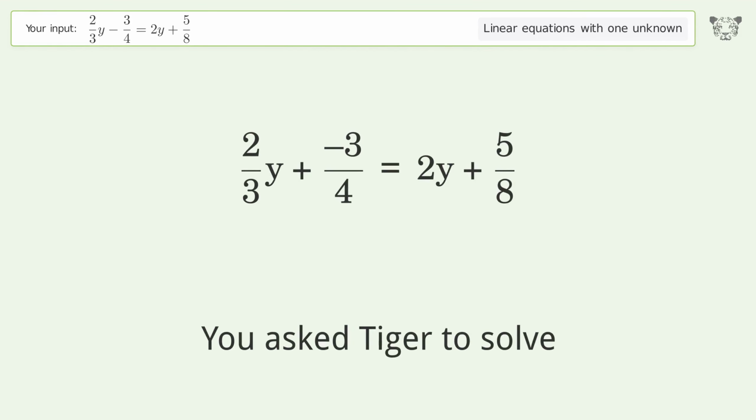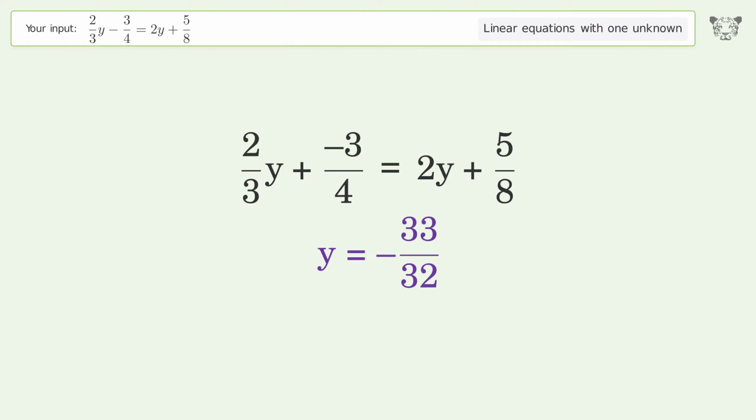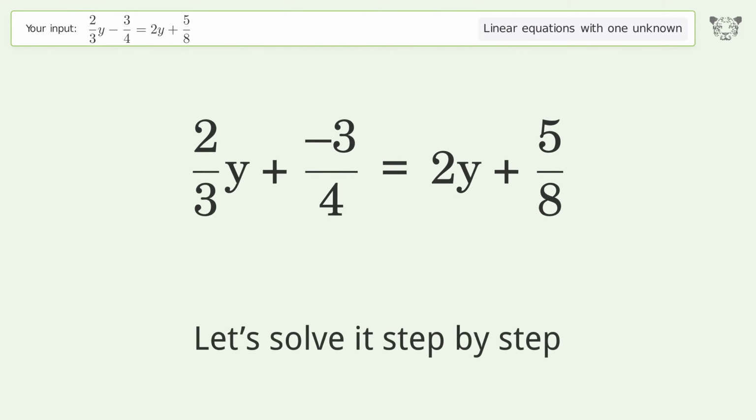You ask Tiger to solve. This deals with linear equations with one unknown. The final result is y equals -33/32. Let's solve it step by step.